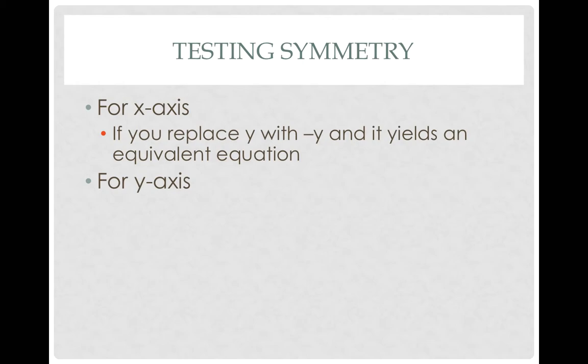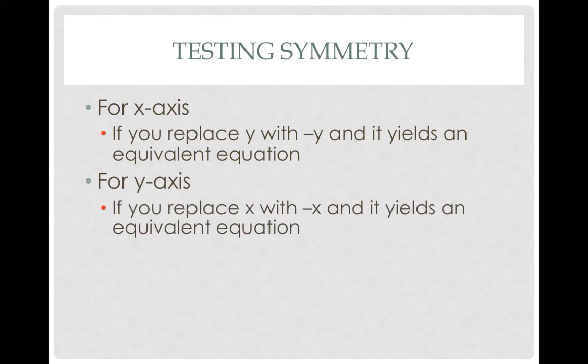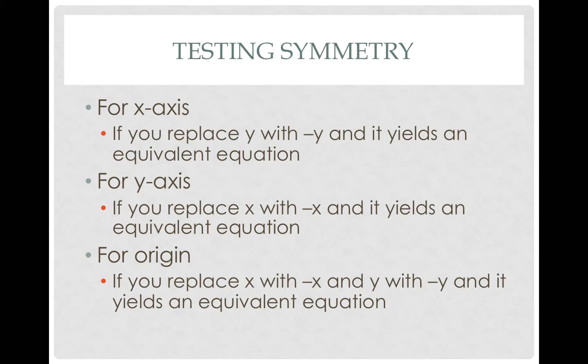And then same goes for the y-axis. You replace x with your negative x, and it comes out with an equivalent equation. And lastly here, if you were to plug in negative x and negative y, and it comes out with the same equation. Now notice I'm talking about if it actually does. If any of these statements come out to be false, then it's not symmetric. So if I plugged in a negative y and it doesn't come out to an equivalent equation, then it's not symmetric about the x-axis. Likewise, if I do this for the y and it doesn't come out, then it's not symmetric about the y-axis.